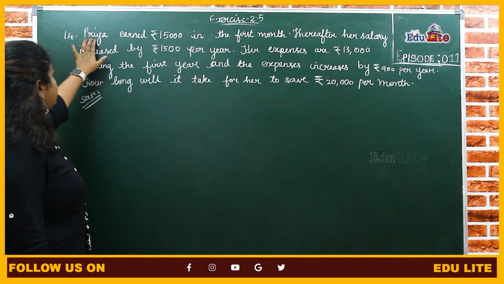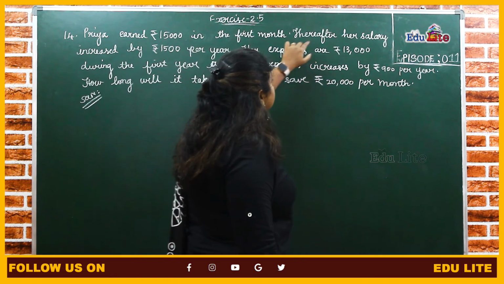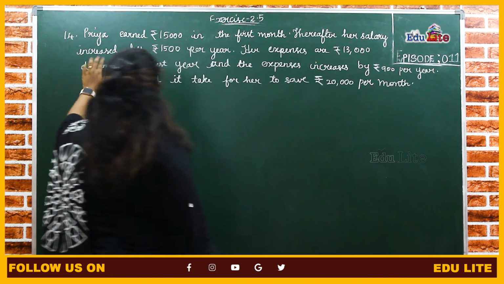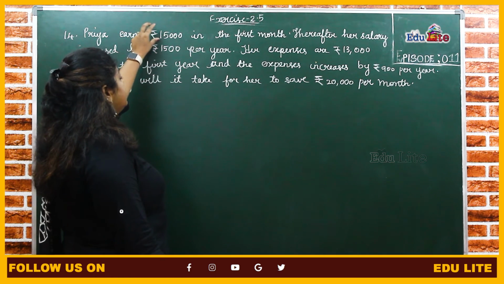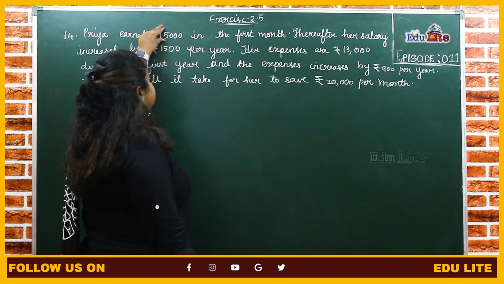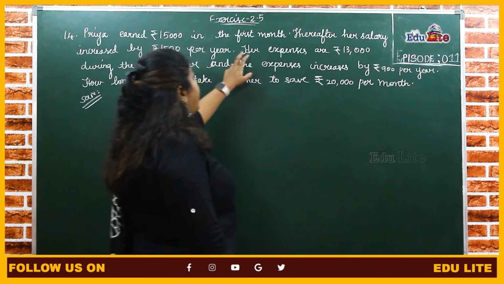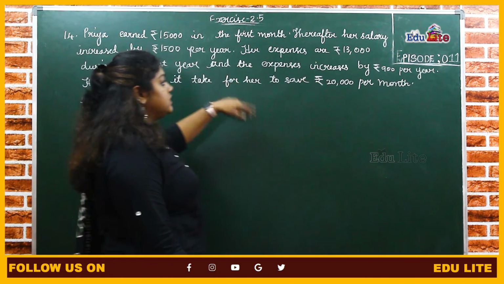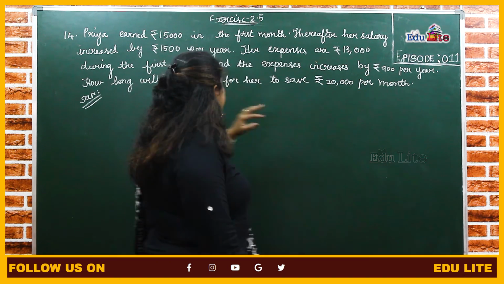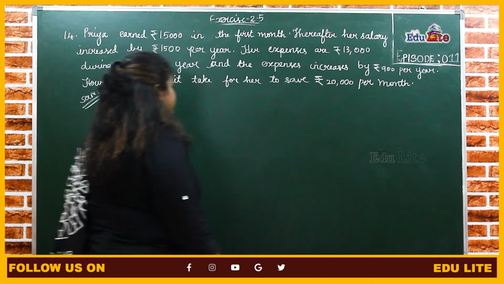In the 14th problem, Priya earned rupees 15,000 in the first month. Thereafter, her salary increased by rupees 1,500 per year. So, for the first year her salary is 15,000 and it increases by 1,500 in the second year. Her expenses for the first year are 13,000 and they also increase by 900 per year. How long will it take for her to save rupees 20,000 per month?